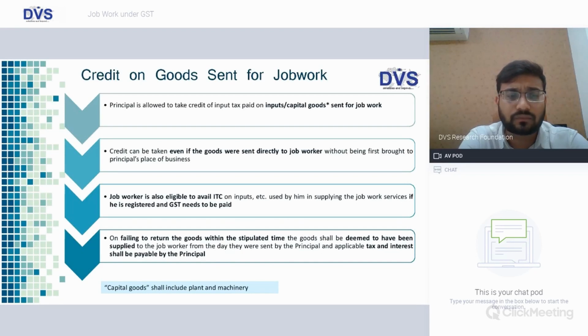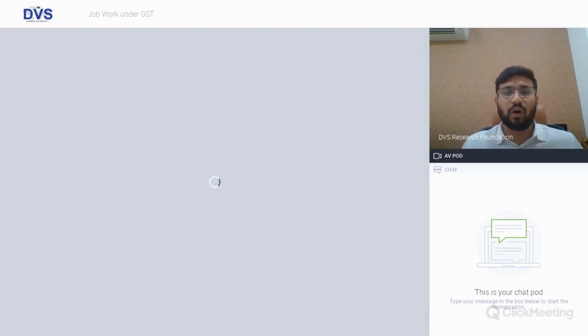On failing to return the goods within the stipulated time, the goods shall be deemed to have been supplied to the jobber from the date they were sent by the principal. Applicable tax and interest shall be payable by the principal. This we have seen, friends, how this will work.